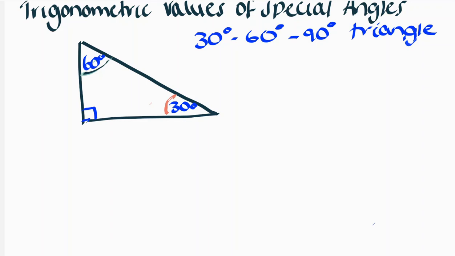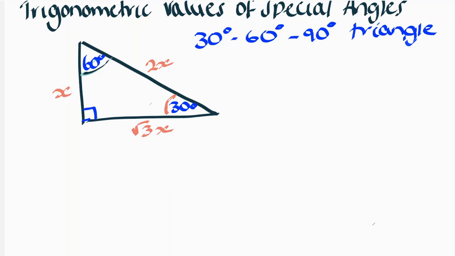So looking at our trigonometric values of special angles, first of all, we have a 30, 60, 90 triangle. So we're going to look at the trig values. Our triangle opposite 30, we're going to call this x. Opposite 60, we're going to call this root 3 of x. And then our hypotenuse here, we're going to call it 2 of x.